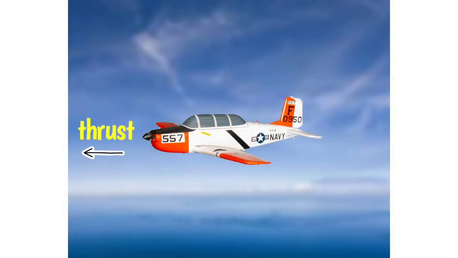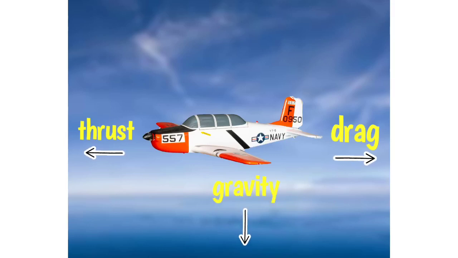First, there's thrust. Thrust is the force that moves the plane forward, and it's created by a propeller or a jet engine. Drag is the force that's working against thrust. It slows the plane down, and it's mostly caused by the friction of air colliding with different parts of the plane. And gravity, of course, is always doing its thing to pull the plane to Earth. And lift? Well, that's where air pressure comes in. In order to see how, let's take a closer look at the wing.